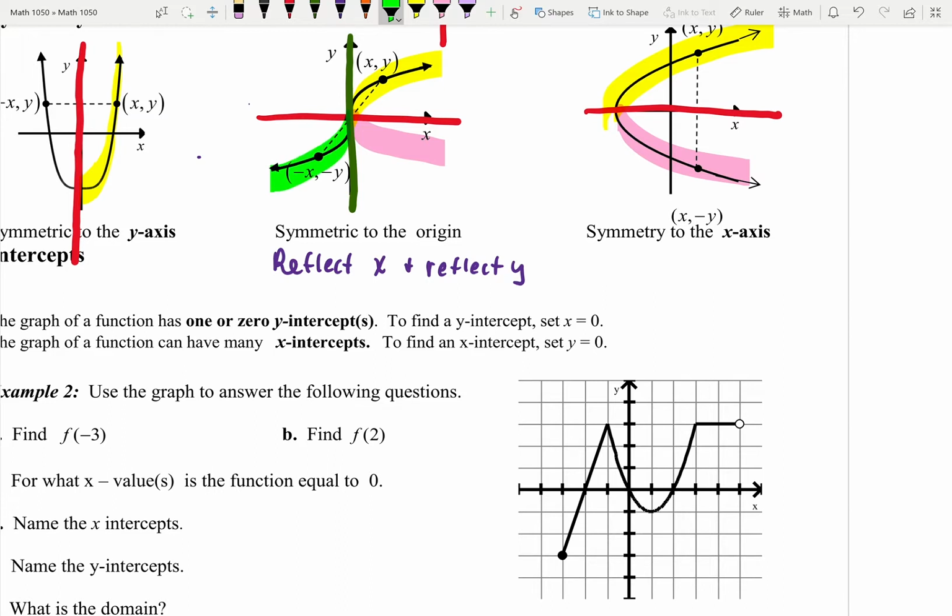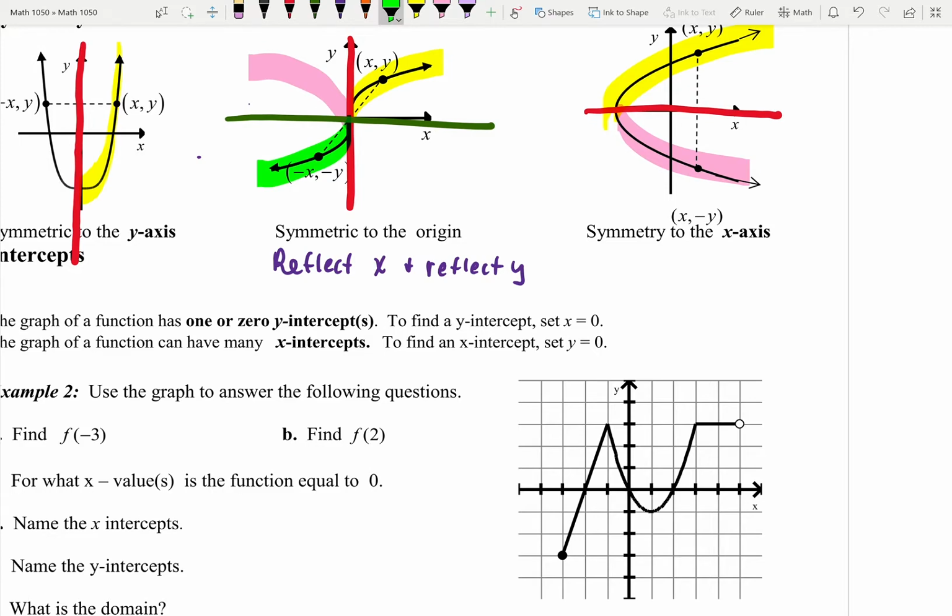So you have to go reflect, reflect. It's a double reflection. Look at this. Check out the other way. What if I folded it across the y first? So here's half my graph. If I folded it across the y, it would go there. If I then folded that across the x, it would go here. So it does the same thing. It doesn't matter if you go x and then y or y and then x.